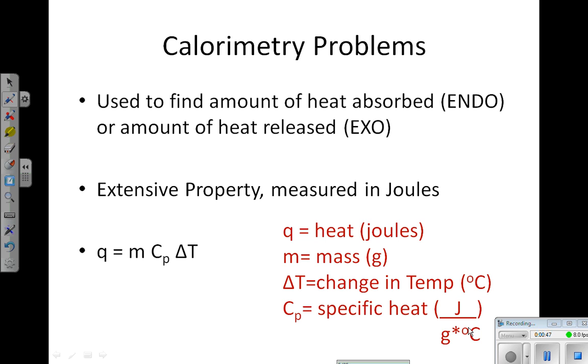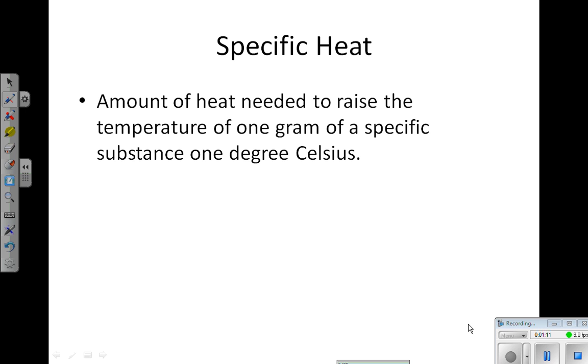Well, Q is heat. That is what we're solving for. The unit of measurement is joules. M is mass in grams. When I say delta, I am talking about this specific symbol right there. Delta T is the change in temperature, and C is specific heat, or the amount of heat to raise 1 gram 1 degree Celsius. That is the definition of specific heat.